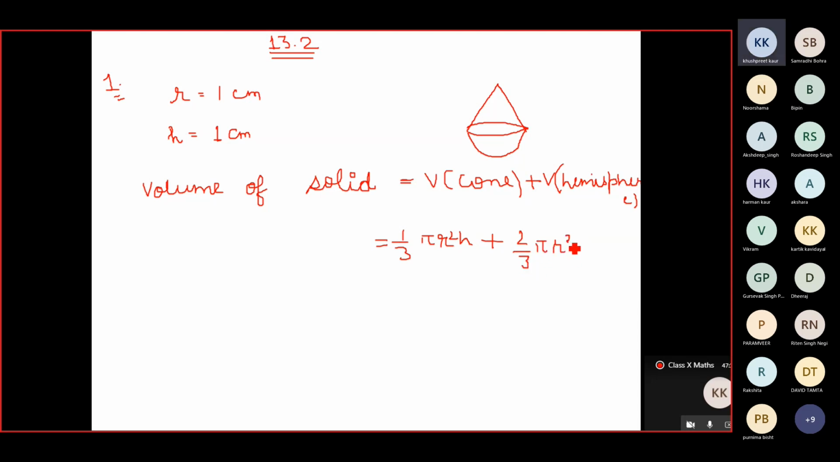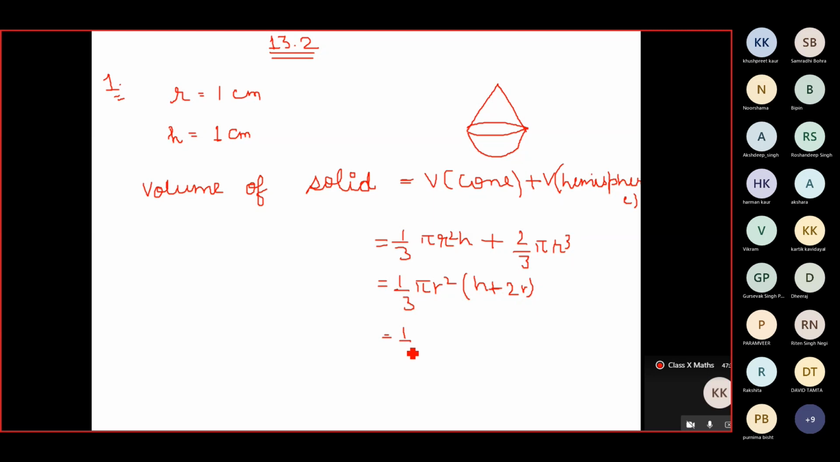Yes or no? Yes, sir. Okay. Now let us take 1 by 3 pi r square as common. So the first term will be remaining with the h and the second term will be remaining with the 2r.